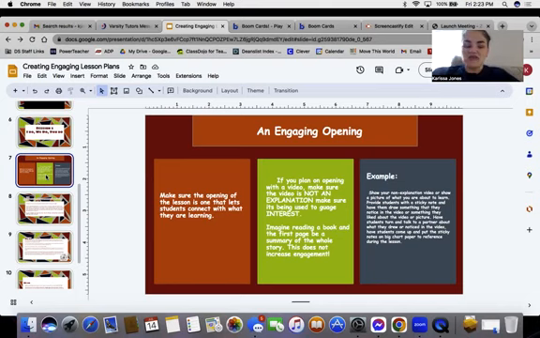Here's a good example that I like to share with the teachers that I mentor. Imagine reading a book and the first page is a summary of the whole story. That is not going to increase their engagement. Those videos are not going to increase their engagement. It's not going to build up interest.